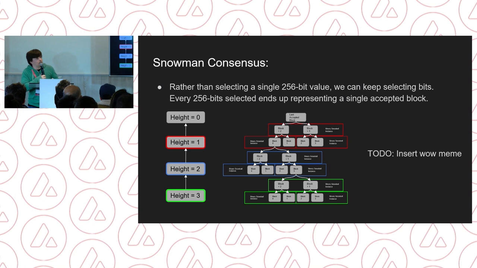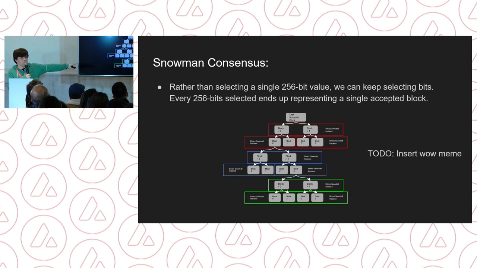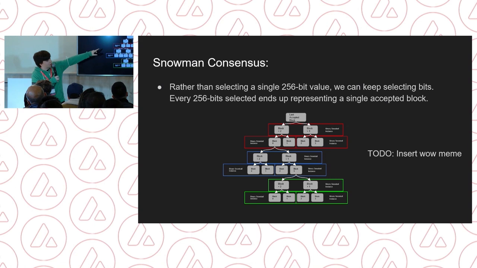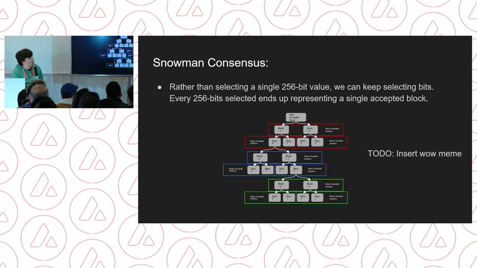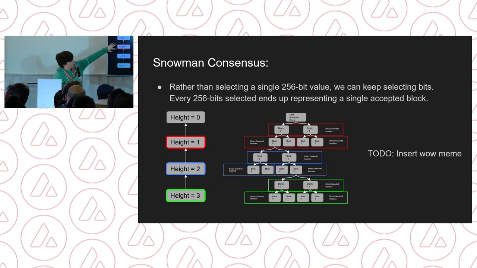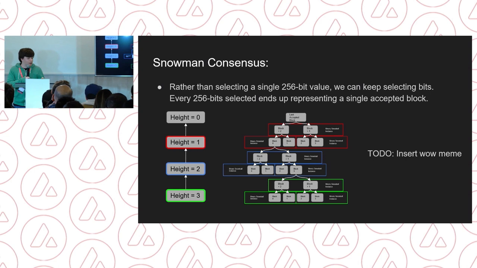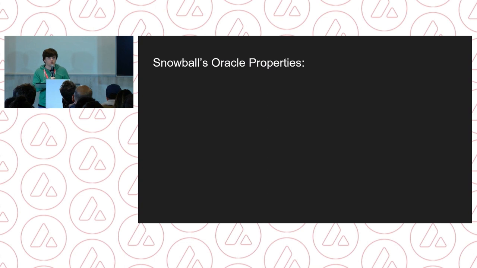So you can see here, again, I ran out of time. I wanted to insert a meme here at the end, but I was on the plane, so I apologize for that. But essentially what we can end up seeing is that we can chain these binary decomposition Snowball instances together, chunk by chunk, and eventually create a blockchain. So we see this binary decomposition for a Snowball instance essentially representing height one, height two, and height three. So I think I still have plenty of time.